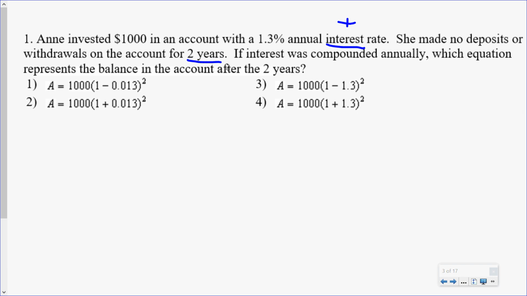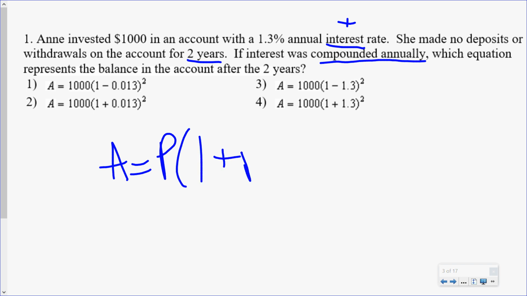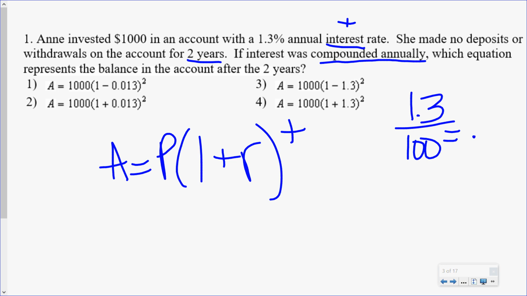If the interest was compounded annually. So again, annually is what you're going to see. Annually is when you're just using this formula. So it's A equals principal parentheses 1 plus or minus the rate to the power of time. Divide the rate by 100, yo. Don't forget, we're always dividing the rate by 100.